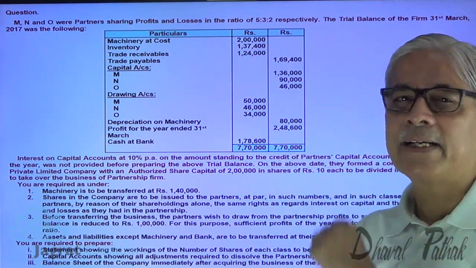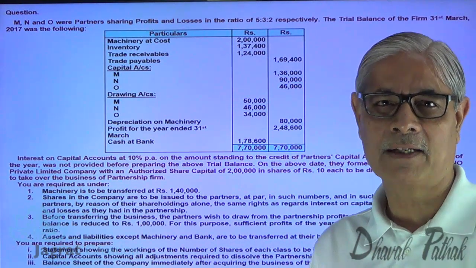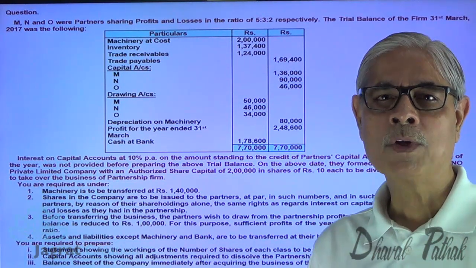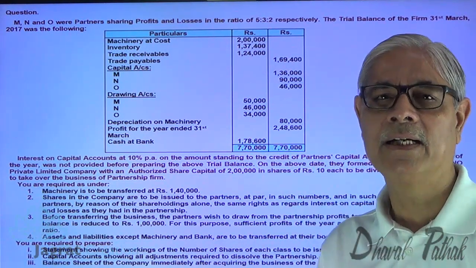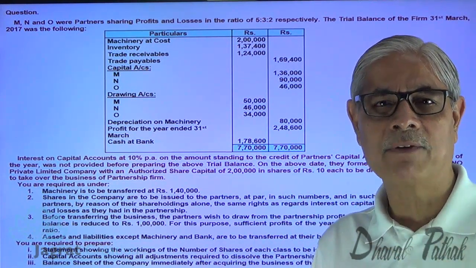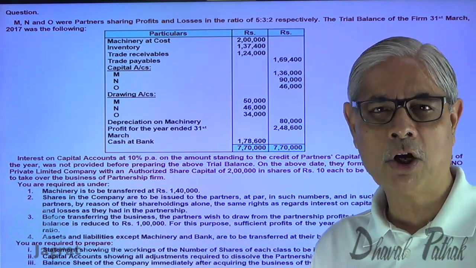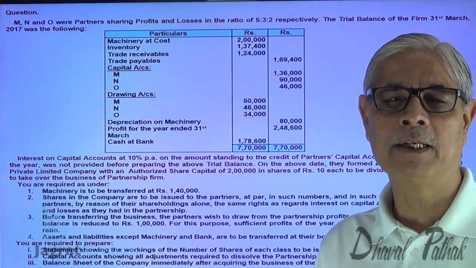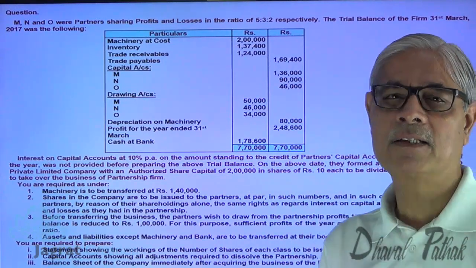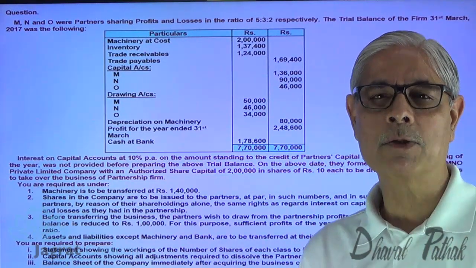So 1,78,600 minus 1 lakh is the amount 78,600. That is the cash balance left available to the partners after conversion of the partnership firm into a company, and that cash balance will be distributed amongst the partners.